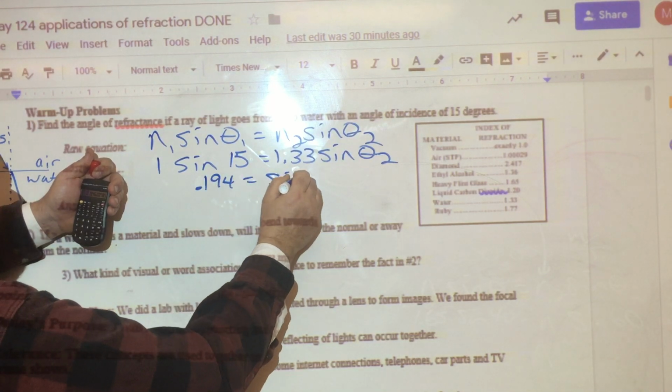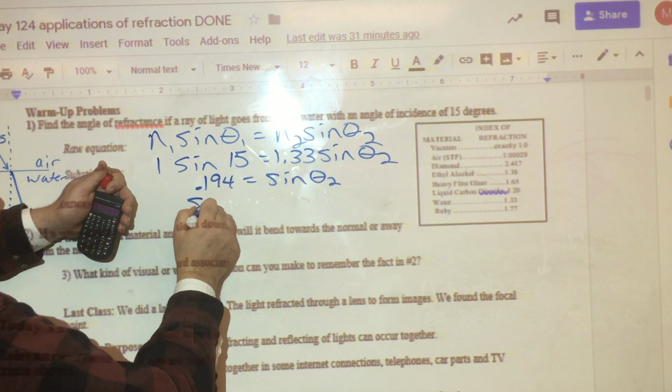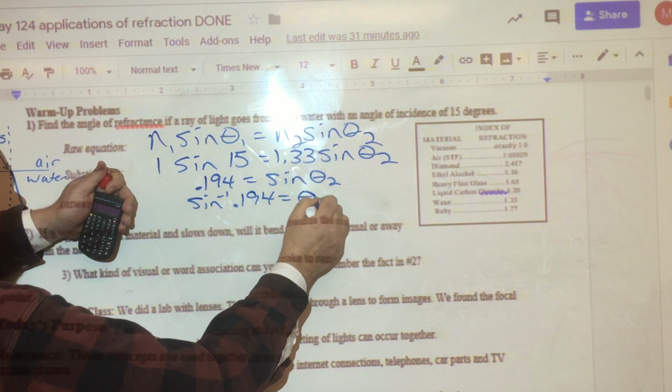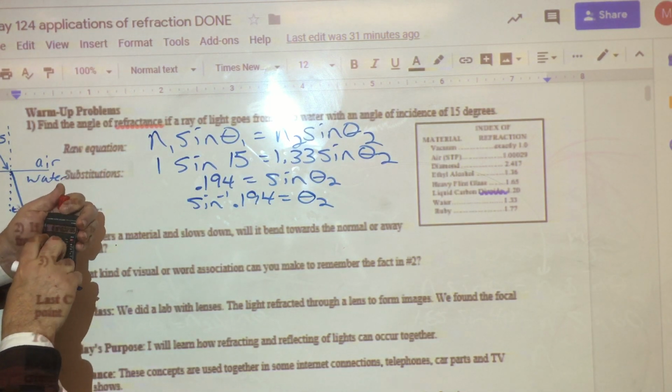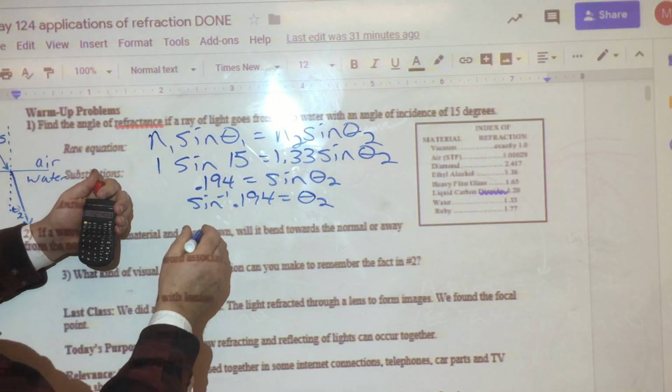Now that is equal to the sine of theta. I want just plain old theta, so I have to take the inverse sine of 0.194. And I get 11.2.